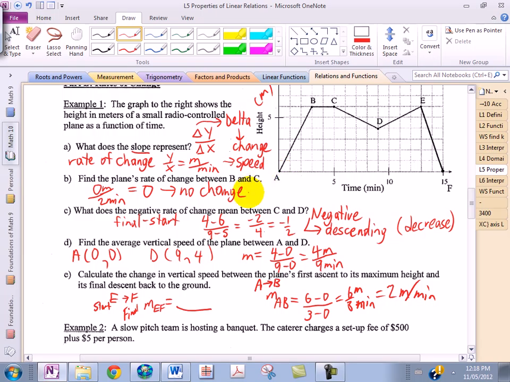So what's F? F is 0 what? Y value is 0. What's the X value for point F? 15. For E, what is your Y value? And what's your X value? 13. So you're going to get negative 6 over what? Negative 6 over 2. So it's going to be negative 3 meters per minute.